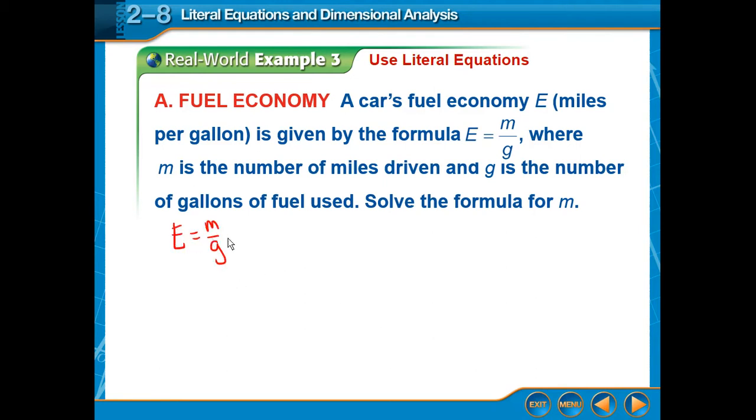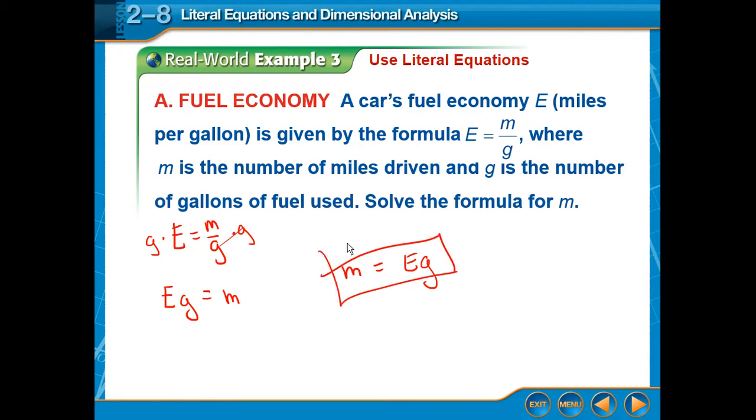So we have E equals m over g. First thing we're going to ask is, what are we doing to m? We're dividing by g. So the opposite of dividing by g is to multiply by g. Whatever I do to this side, again, I have to do to this side. So over here, E and g, I get Eg, or gE, either one is okay. And over here, those g's cancel each other out, and I just get m. So I have m by itself, so m is equal to the fuel economy times the number of gallons. And that will be the number of miles driven.